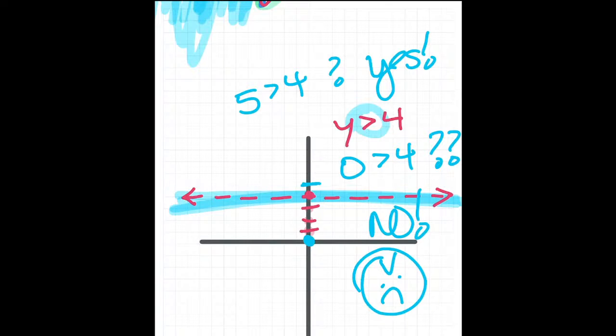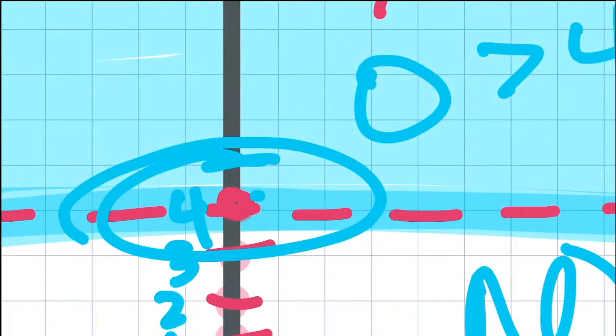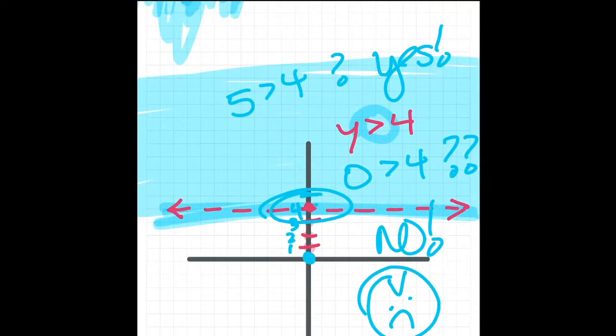And think about it. This makes perfect sense. You said y is greater than 4. Well, the y-axis is the one that goes up and down. So all you have to do is just go up from wherever y is 4, which is right here. Y is 4 here. Do you see that? So all the answers have to go up from here.